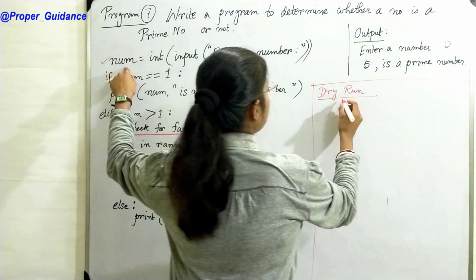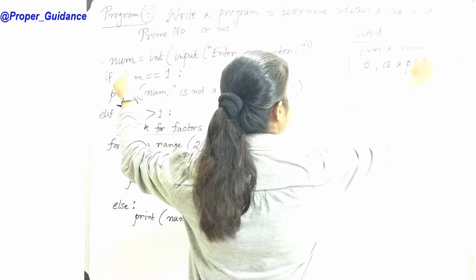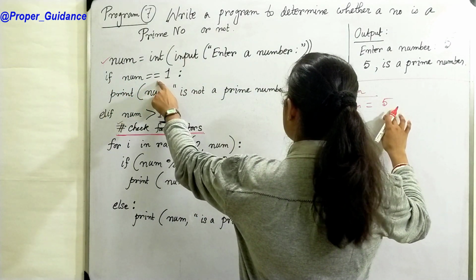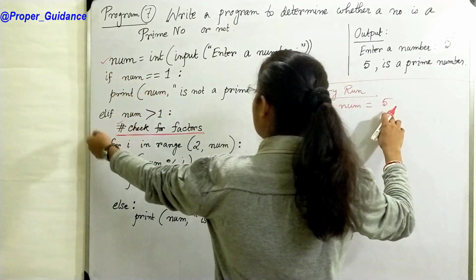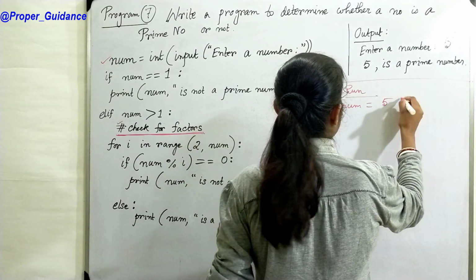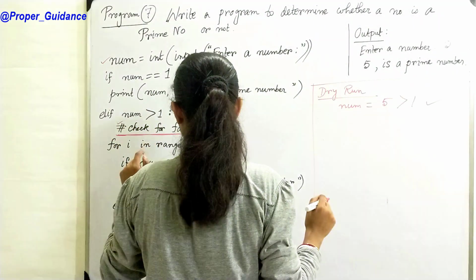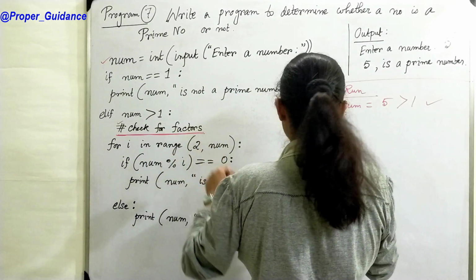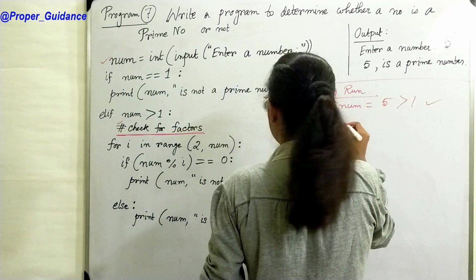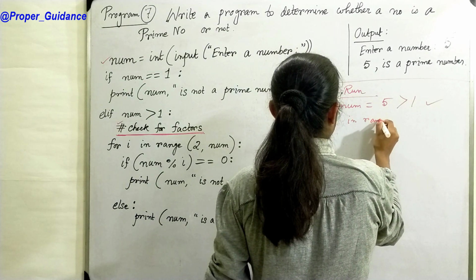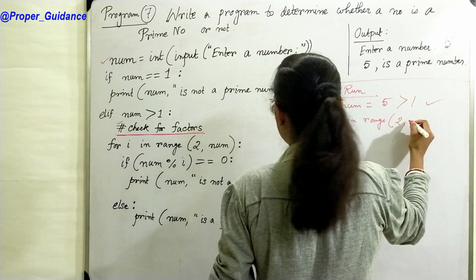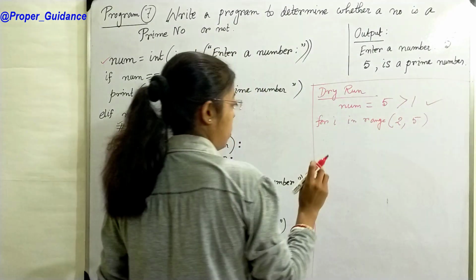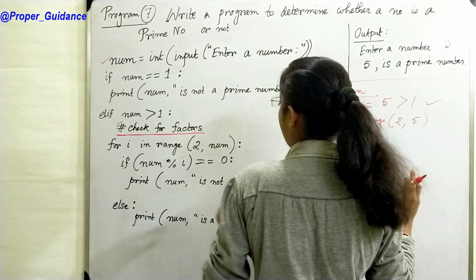Look, num equals to user input 5. If num equals to 1, 5 is not equals to 1. So this section, after that one, elif, num greater than 1. Yes, num is greater than 1. Now check for factors. If num is greater than 1, now we go to for loop. For i in range. What will be the range here? The range starts from 2 and goes to 5. But 5 is not taken. Just 4. 2, 3 and 4 will be taken.